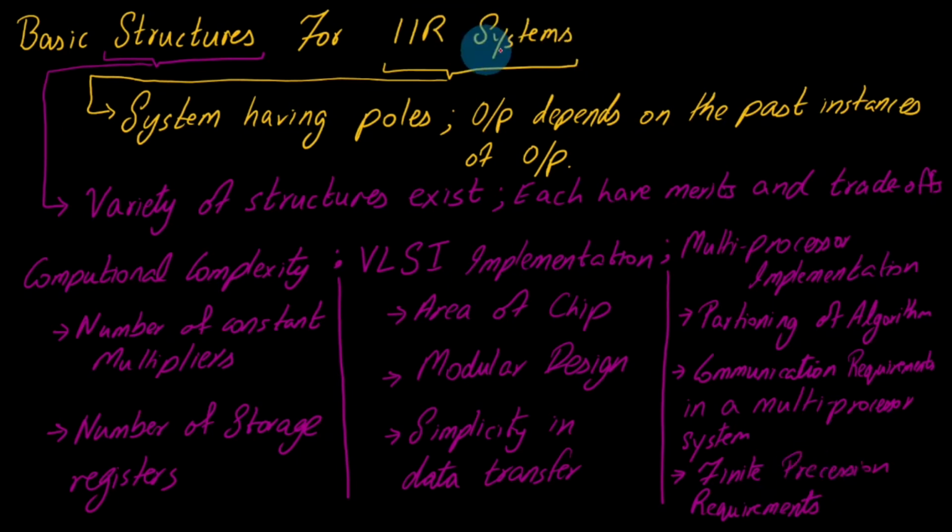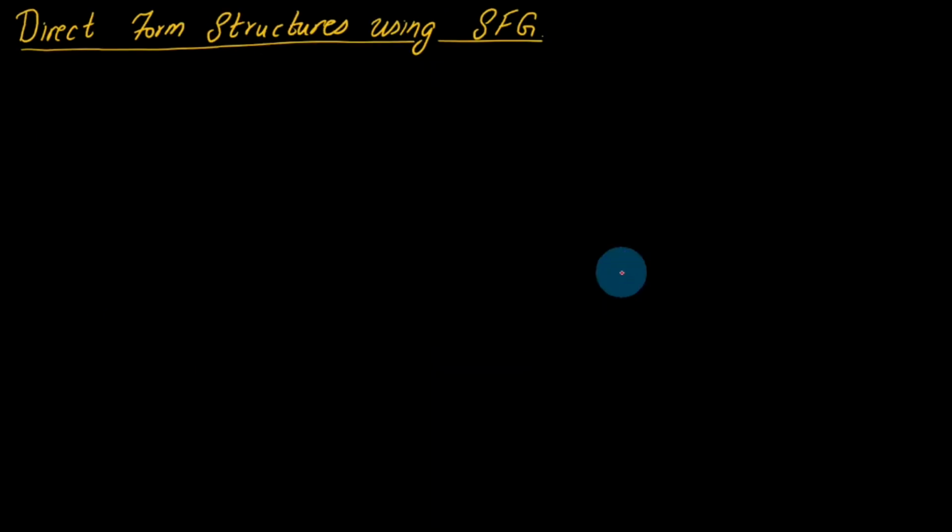So when we are designing IIR systems, the structures would have some requirements, whether you want to reduce the complexity, allow a certain area of a chip, or allow a modular design. There are going to be some trade-offs, where you can tick some of these metrics while you can't tick other metrics. Now moving towards the direct form structures using signal flow graphs of IIR systems.